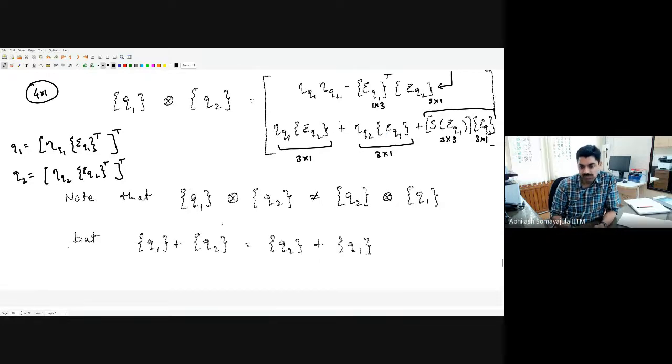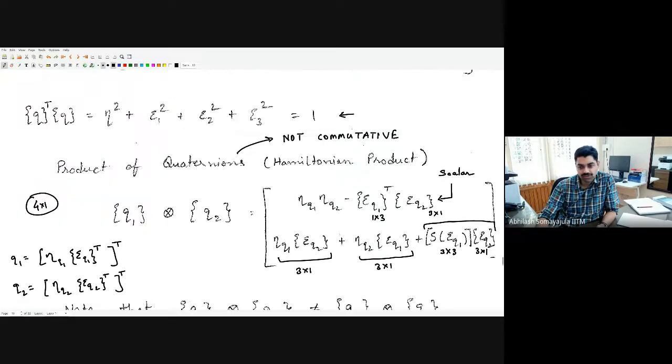However, the sum of two quaternions is commutative. Q1 plus Q2 is equal to Q2 plus Q1. So addition is commutative, whereas product is not commutative. So that is the main property that you need to remember. And you also need to remember that the product of the two quaternions is actually denoted like this.